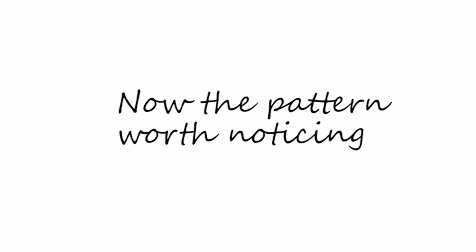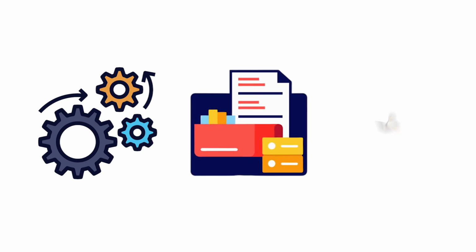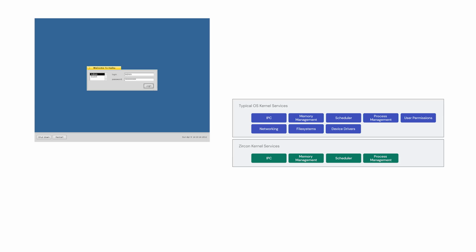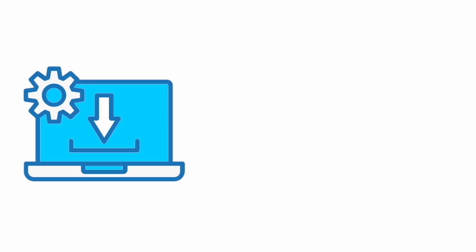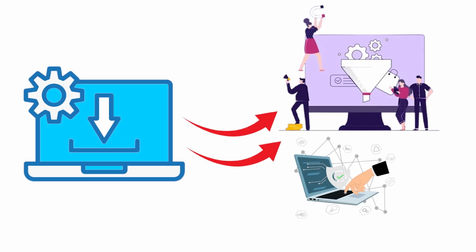Now, the pattern worth noticing. Not one of these failed on engineering. Illumos carries file system technology that Linux spent a decade catching up to. Haiku achieved something almost nobody attempts and succeeds at. Zircon is a serious modern kernel. And this is the part that makes them worth your attention, even if you never install one. The systems nobody runs keep producing the technology everybody runs.